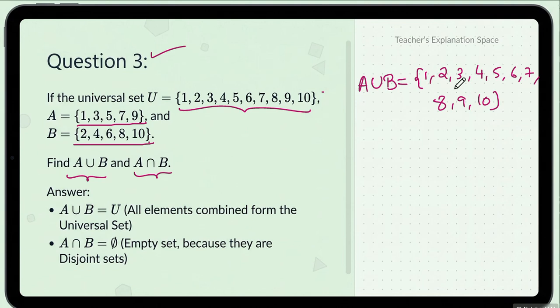Okay. So we have combined both the sets. So we are getting A union B as 1, 2, 3, 4, 5, 6, 7, 8, 9, 10. If you look at this set, it is exactly the same as U. So A union B is exactly equal to the universal set U.